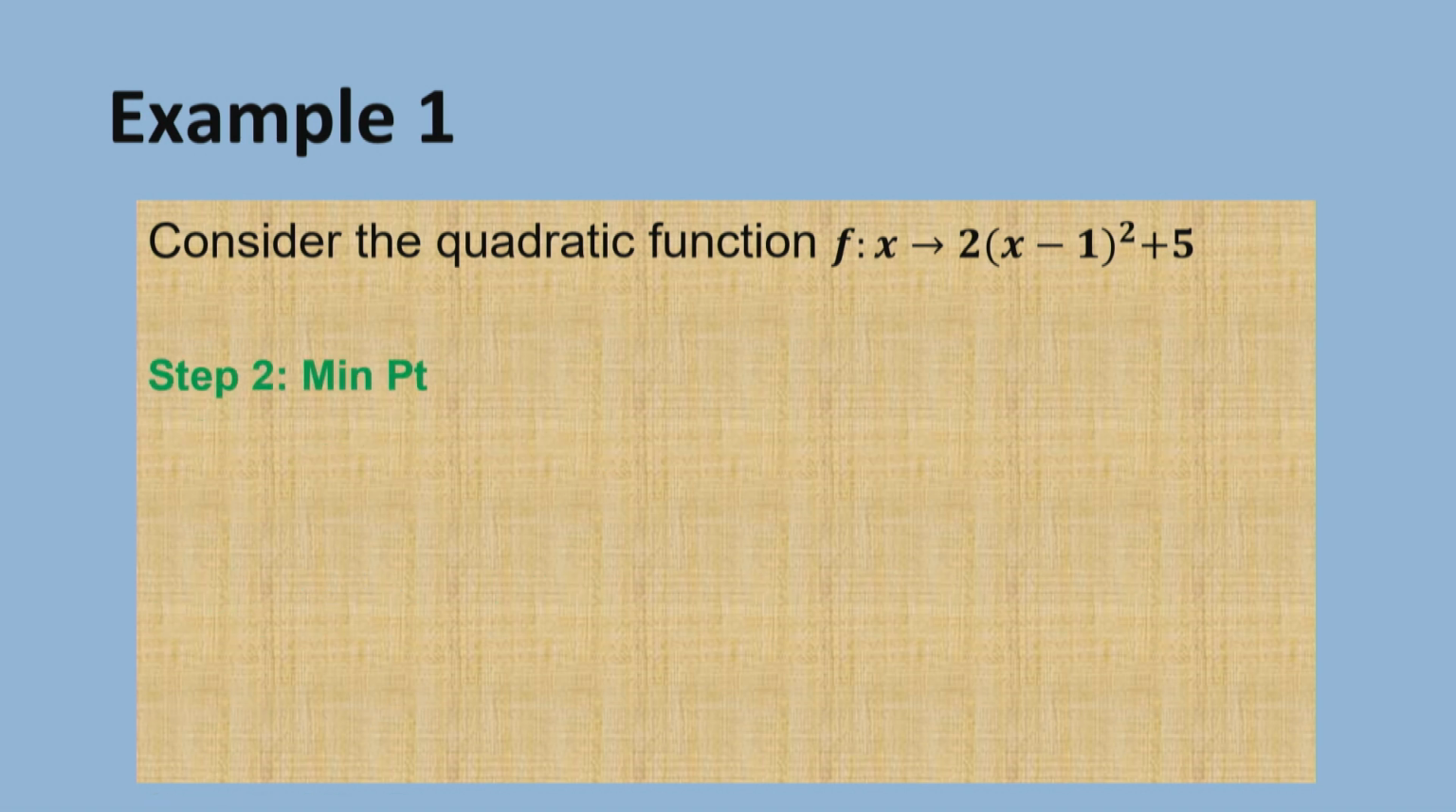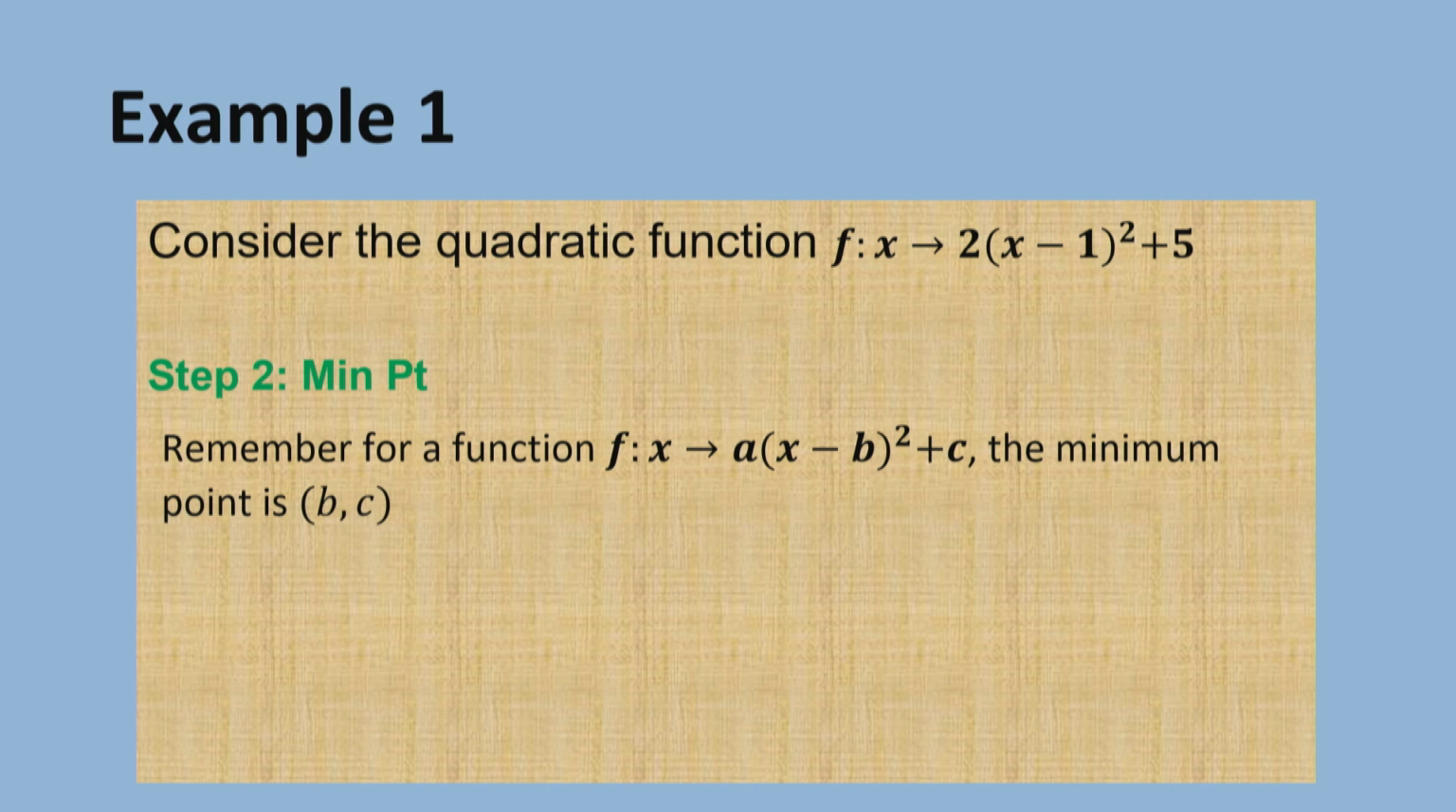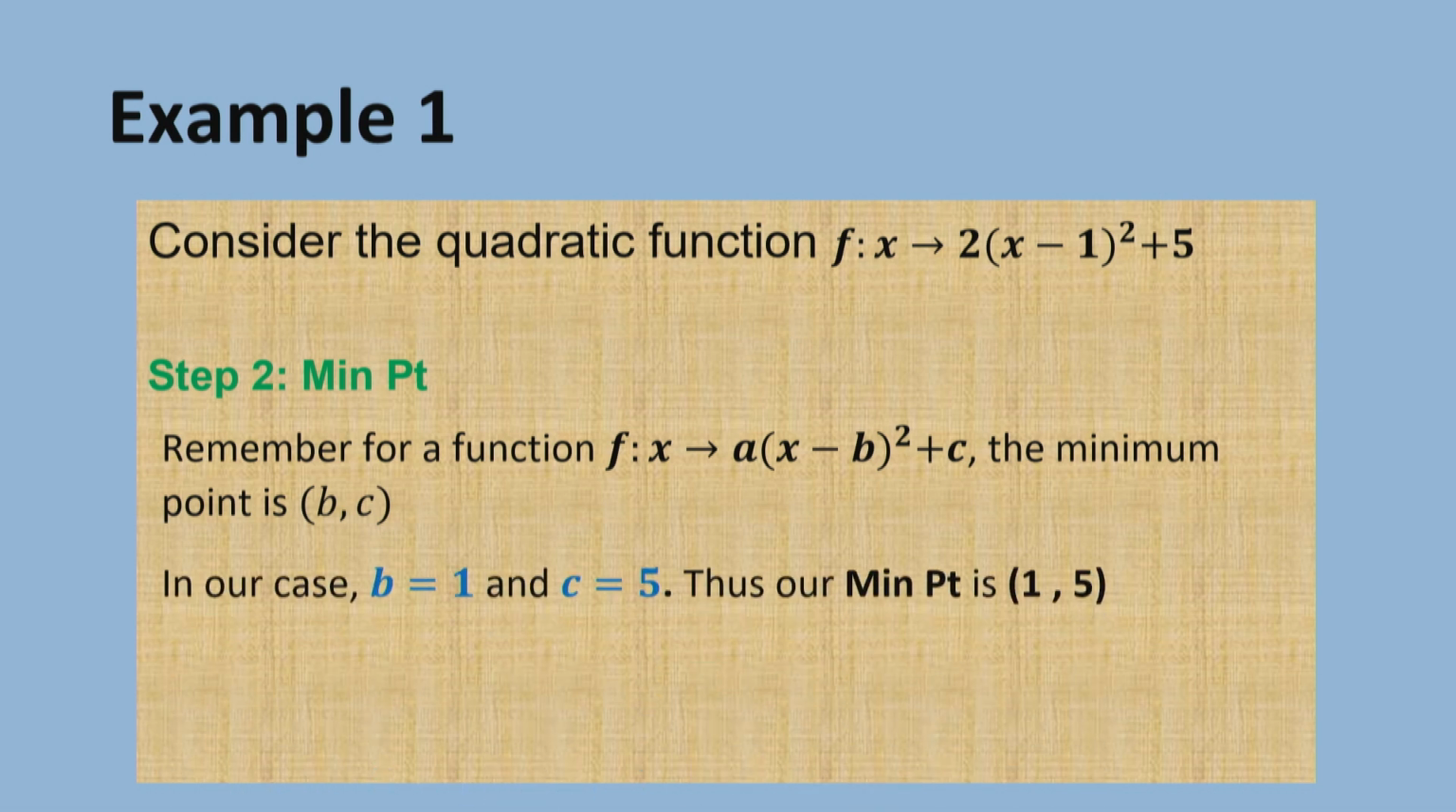Now, we know that it is a minimum. What do we need to do? Well, we need to find how to calculate the minimum point. How do we do that? Well, remember in the first session, we said that the minimum point is b, c. So in our case, b is 1 and c is 5. Thus, the minimum point is simply 1, 5.